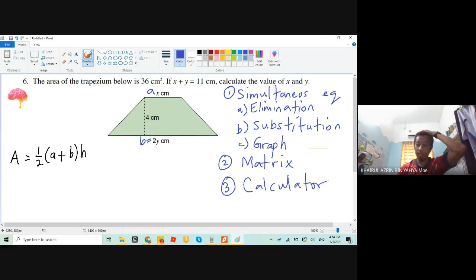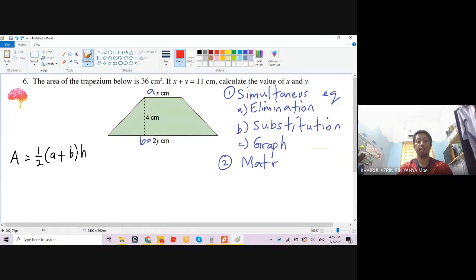But I don't want to show you the calculator today. Matrix you will learn in maybe Form 4 or Form 5, usually in Form 5. So today I will use this one, even though you still haven't learned the elimination method yet. However, this is not too difficult for you to understand, so I will show you this method.